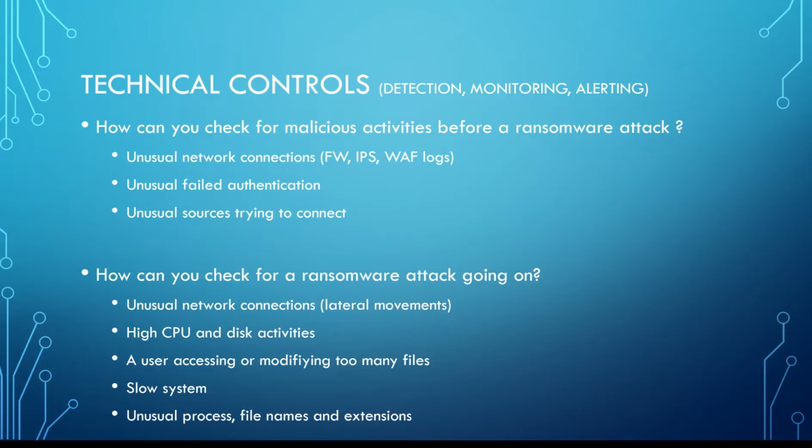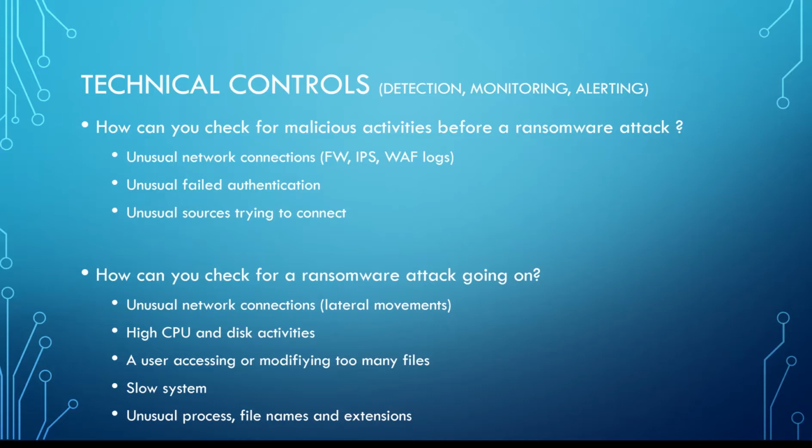Now, for the technical controls, we're going to talk about detection, monitoring, and alerting. So, first, how can you check for malicious activities before a ransomware attack? Those are just examples, but you can check for unusual network connections like firewalls, IPS, and web application firewall logs, where you can see that someone is trying to attack you for some days now, for example. So this person is really trying to get in your system.